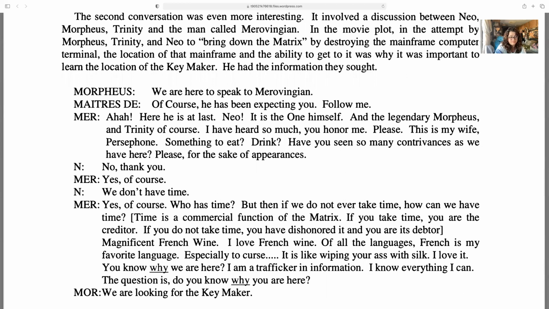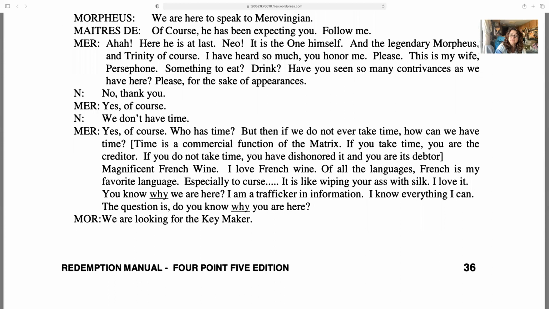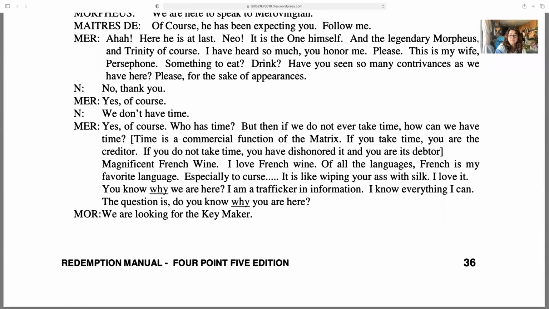Yes, of course. Neo, we don't have time. Mer: Yes, of course. Who has time? But then if we do not ever take time, how can we have time? Time is a commercial function of the matrix. If you take time, you are the creditor. If you do not take time, you've dishonored it and you are its debtor. Magnificent French wine. I love French wine. Of all the languages, French is my favorite language, especially to curse. It is like wiping your ass with soap. Oh, I love it.